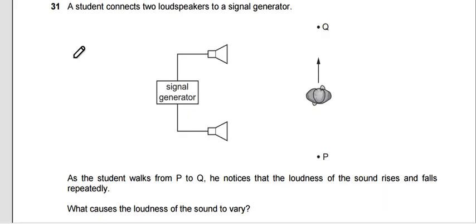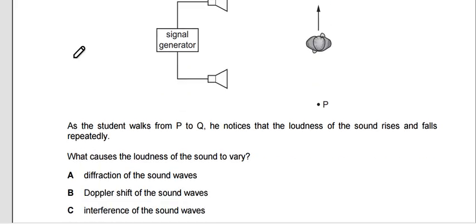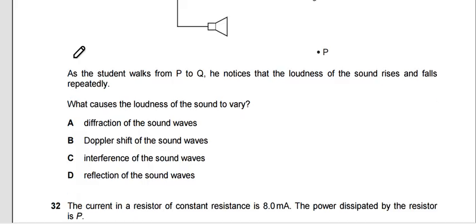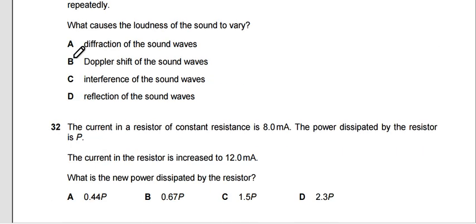A student connects two loudspeakers to a signal generator. As the student walks from B to Q, he notices that the loudness of the sound rises and falls repeatedly. What is the cause? Certainly, it is the interference of sound waves.